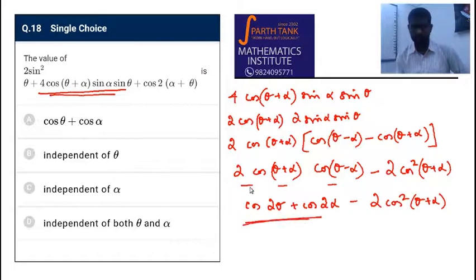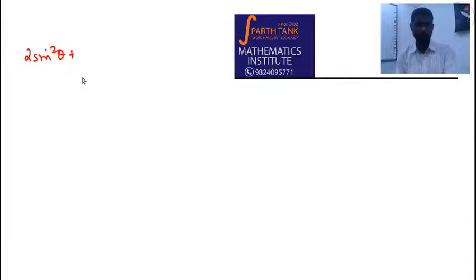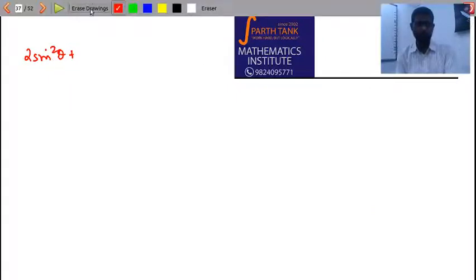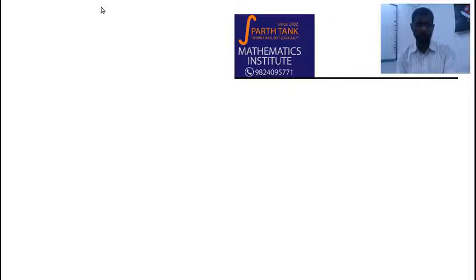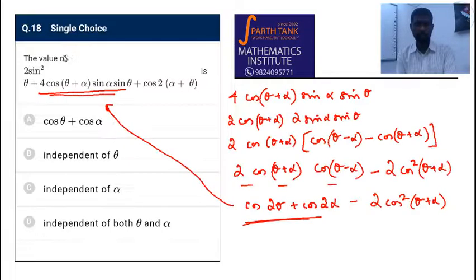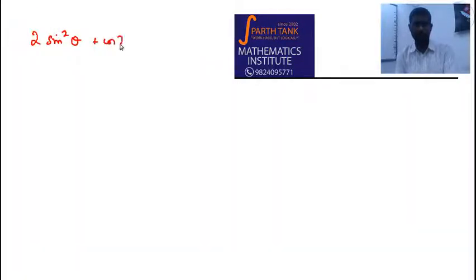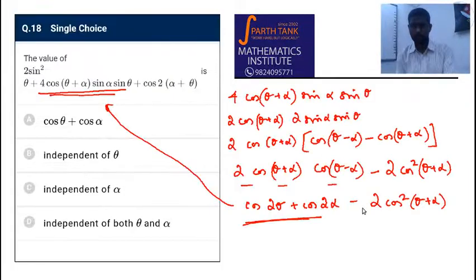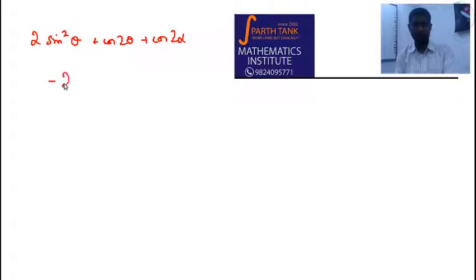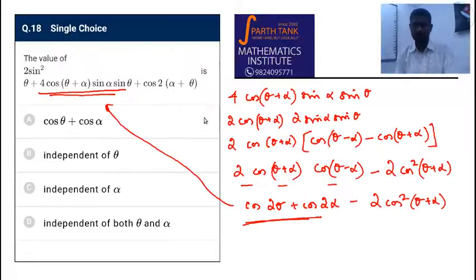Okay, this you are going to put here. So what do I get? Let me write 2 sine squared theta, plus the whole term, plus cos 2 theta plus cos 2 alpha, minus 2 cos squared (theta plus alpha), minus 2 cos squared (theta plus alpha), excuse me, plus cos 2 alpha plus theta.